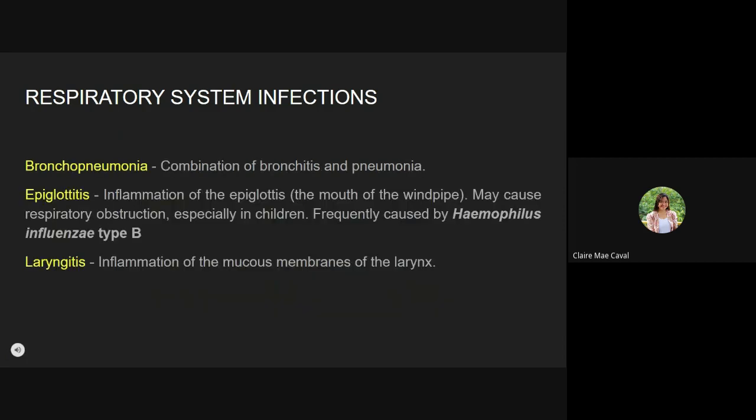Next is bronchopneumonia. Bronchopneumonia is a combination of bronchitis and pneumonia. And we have also here epiglottis.